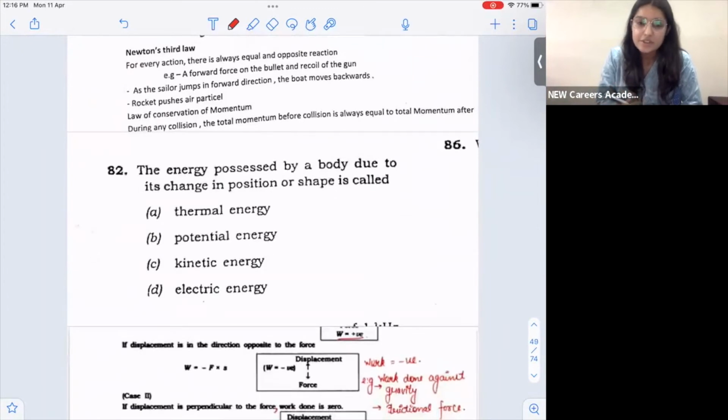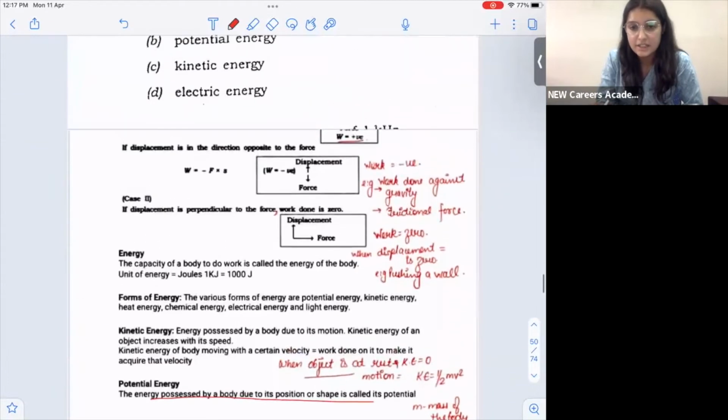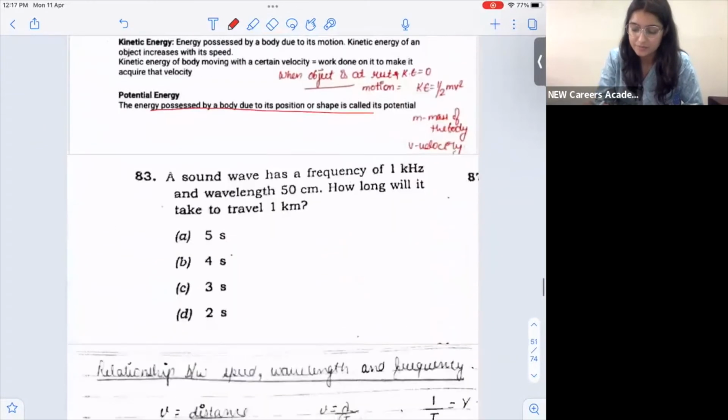The energy possessed by a body due to change in its position. Direct question. This is the definition of potential energy. The energy possessed by a body due to its position or its shape is called potential energy. Answer is option B, potential energy.